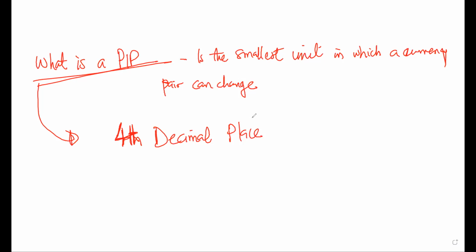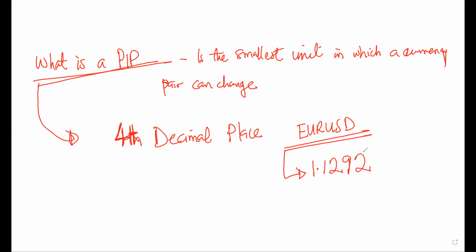Okay, let's do it this way. For Euro USD, for instance, if the price of Euro USD as I'm talking to you is 1.1292, and Euro USD made a 1 pip move to the upside, what's the fourth decimal place here? 2. Because if you're going to count it, this is 1, this is 2, this is 3, this is 4. So the fourth decimal place here is what? 2. Very important.